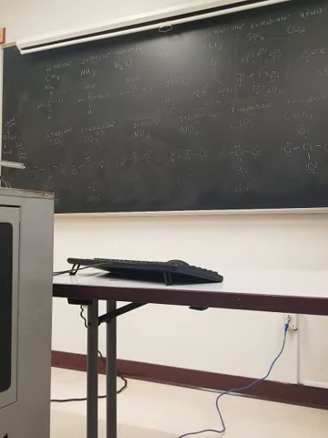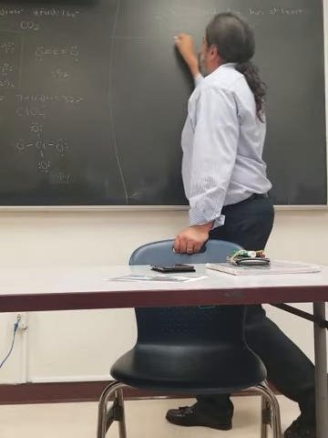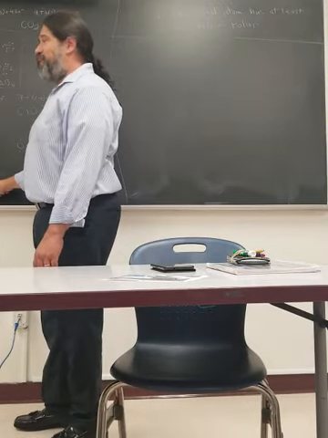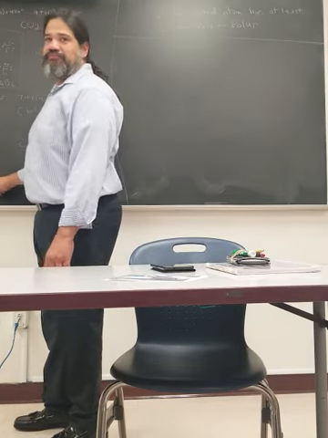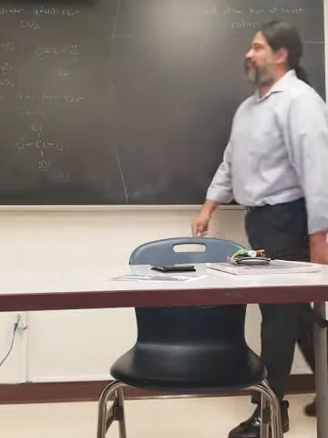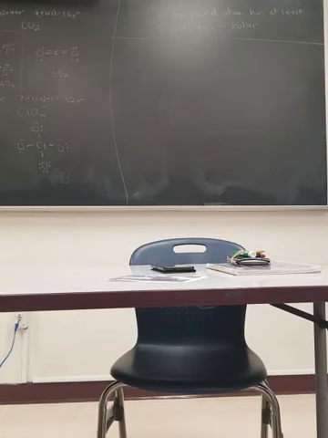Based on these labels right here, if the central atom has at least one lone pair, then the molecule is polar. Basically, anything with an E, it doesn't matter if it's one E, two E's, three E's. If there's an E there, it's polar. If the central atom has at least one lone pair, so anything with an E on that label is polar.